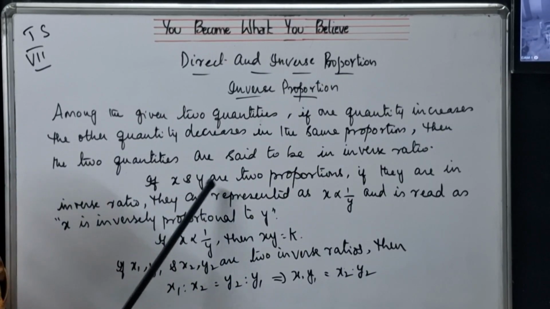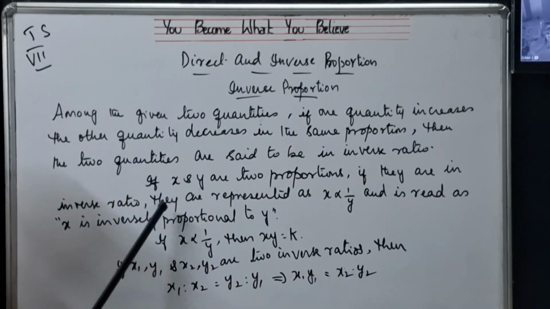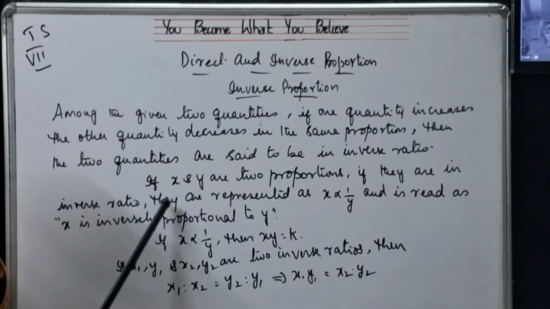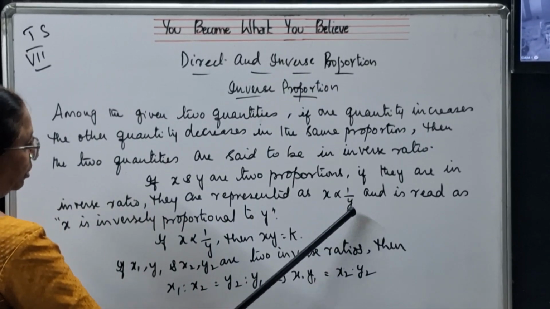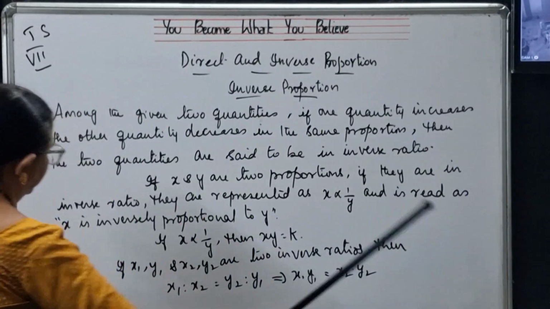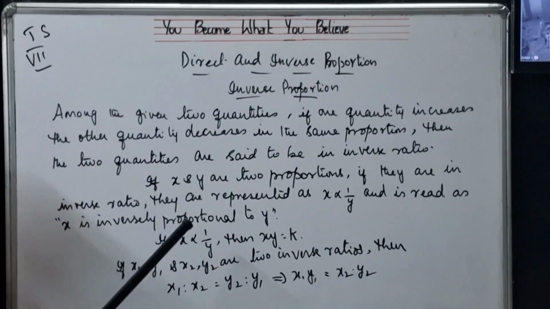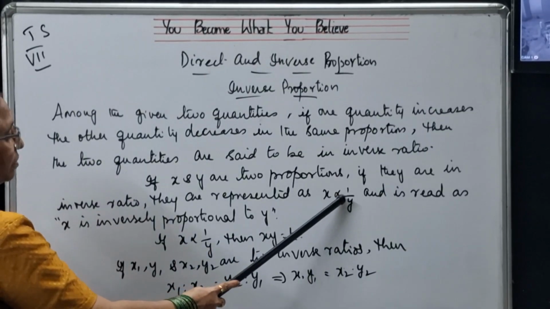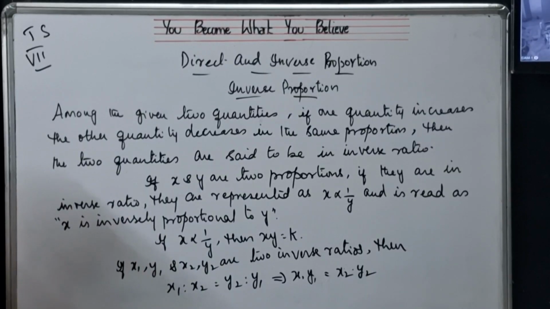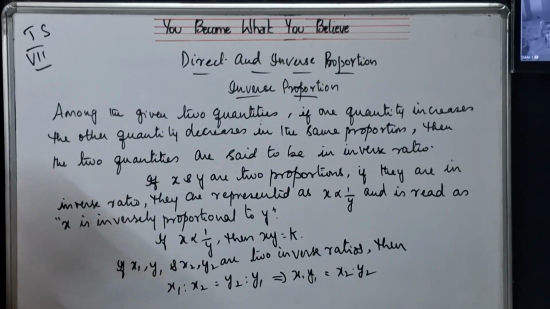That means if x and y are two proportions, if they are in inverse ratio, then they are represented as x is proportional to 1 by y, and is read as x is inversely proportional to y. This is the way in which we read. We write like this. Direct proportion means after this proportionality symbol we used to write y, but now inverse means 1 by y you will write. That means if x is inversely proportional to y, then xy is equal to k.